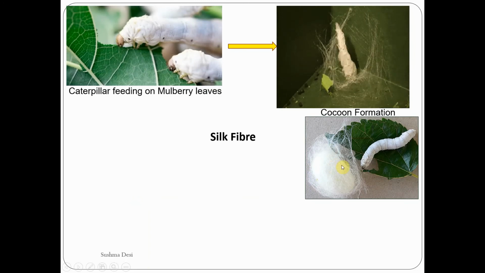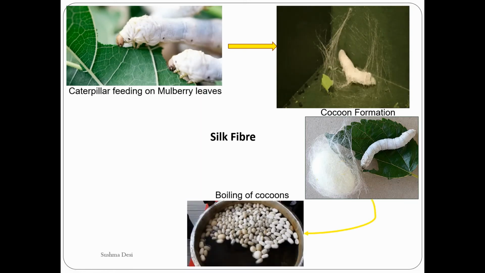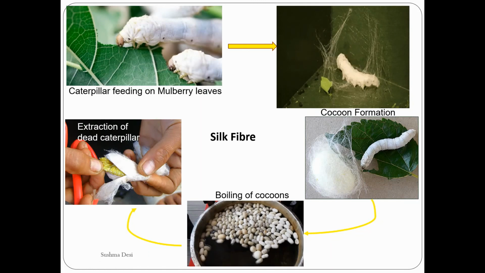After it has spun it around itself, those cocoons are taken and boiled in water in order to kill the caterpillar. After the cocoon is boiled in water to kill the silkworm, the cocoon is unwound to get silk fiber. The dead caterpillar is removed from the cocoon, and they use the cocoon to obtain the silk fiber. The process of cultivating these silk moths is called sericulture.